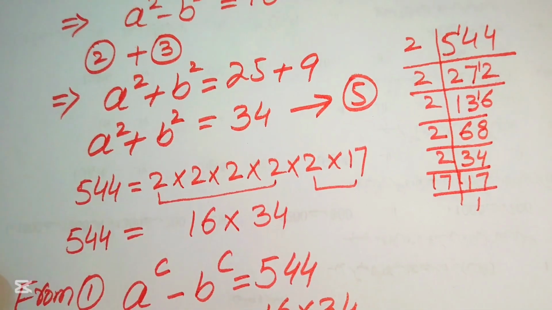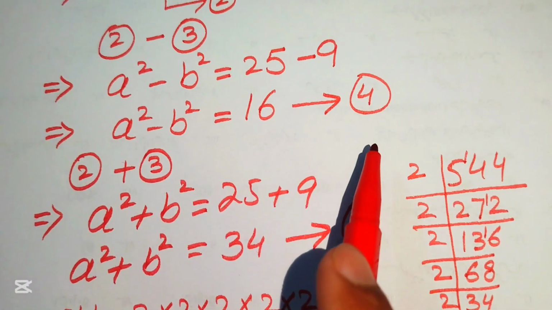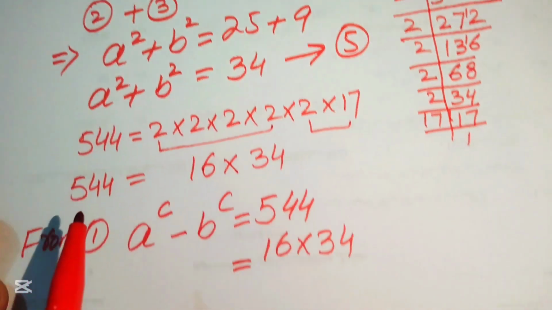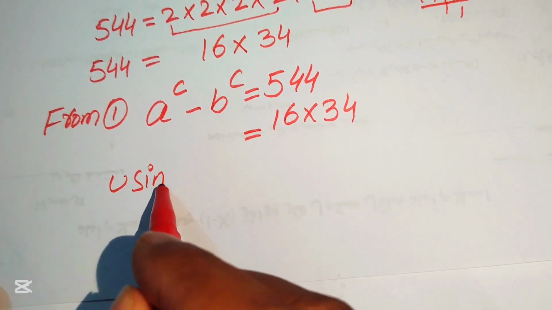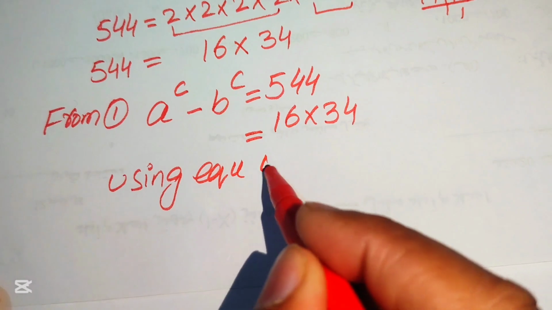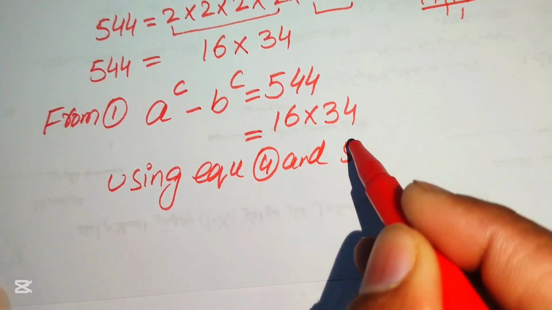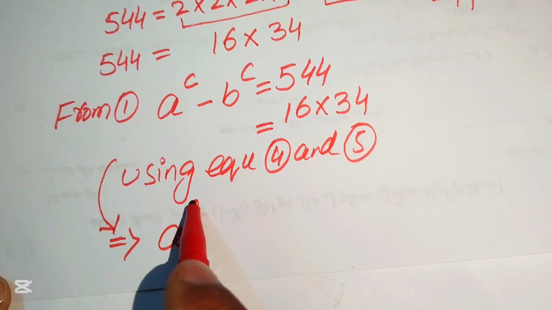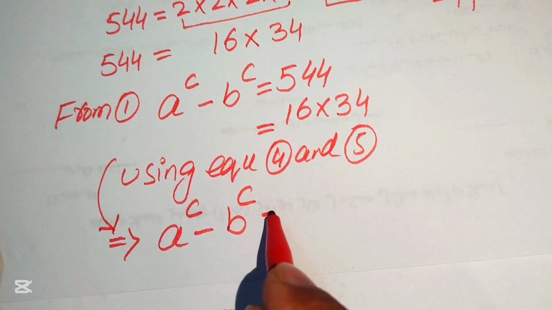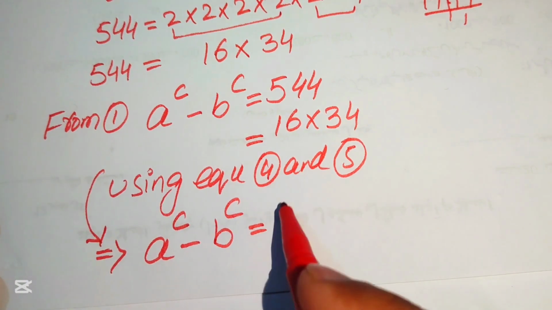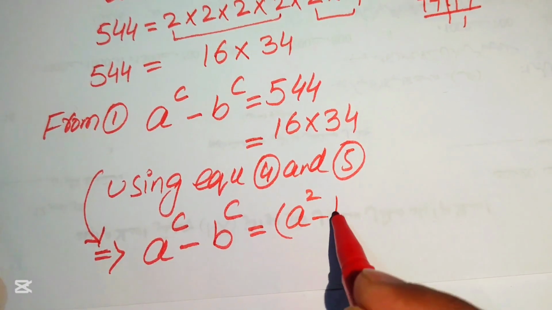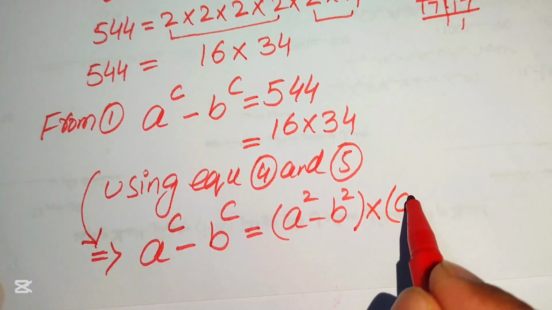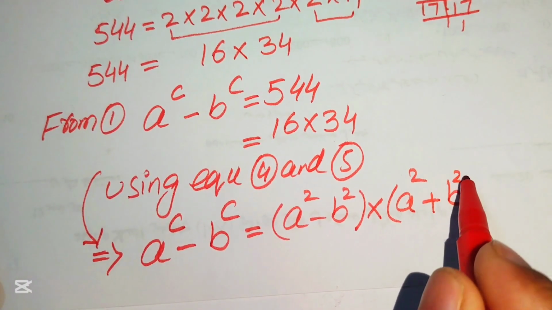Further, you see here from equation number 4 and equation number 5. In equation number 4 we have 16 equals a square minus b square, and 34 equals a square plus b square. So we will just write it here using equation number 4 and 5. We can use these two equations and write our above equation in this form. So we have a to the power of c minus b to the power of c equals, this is 16. By equation 4 we write 16 equals a square minus b square, multiplied by this 34. In equation number 5 we have 34 equals a square plus b square.